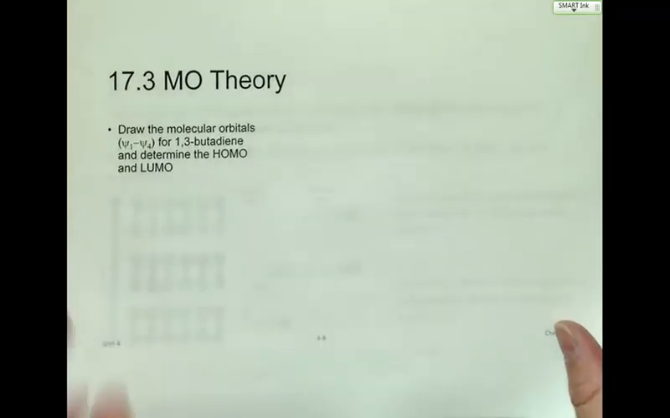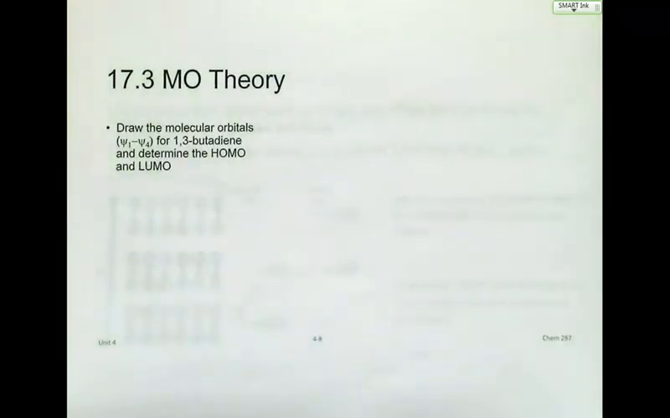So now we're going to review also, while we're talking about this stuff, we need to think about the electronics. That was kind of the structure of dienes. Now we're going to talk about the electronics a little bit. I want you to try to draw the molecular orbitals.